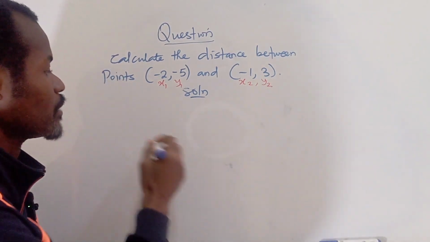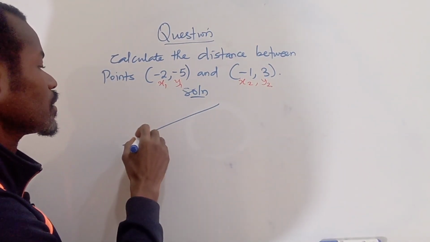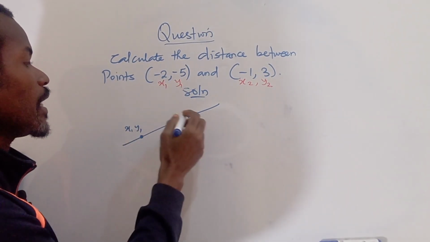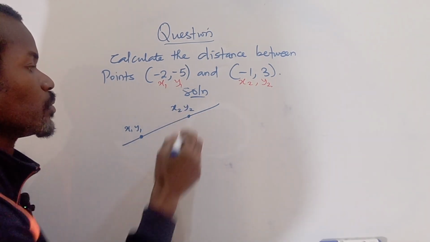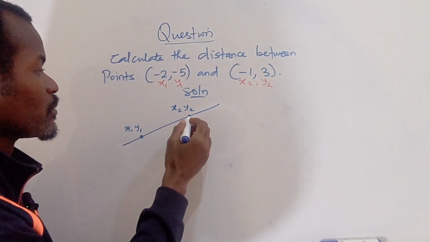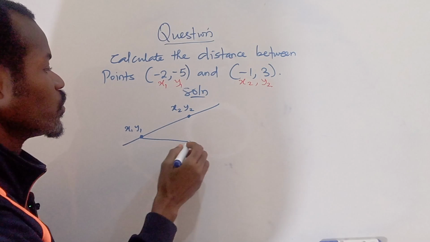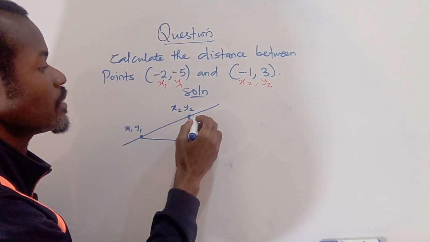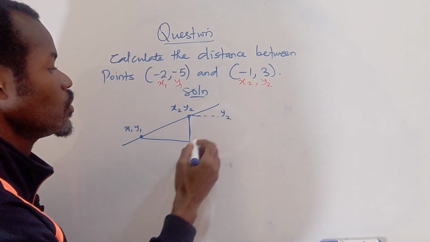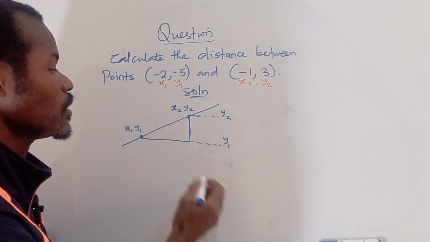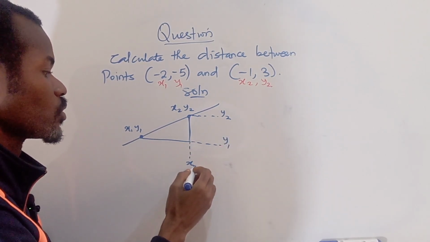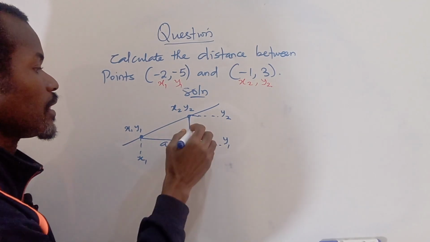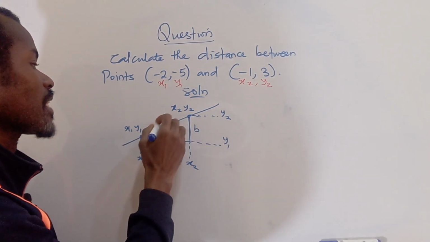Now let's try to understand the problem. If we have a line, let's call this point A and point B. So at point A we have x1, y1, and at point B we have x2, y2. So how do we calculate the distance between these 2 points? All you need to do is draw a triangle. This point here is y2, and this point here is y1. This point is x2, and this point is x1. Let's call these sides A and B, and this distance D.